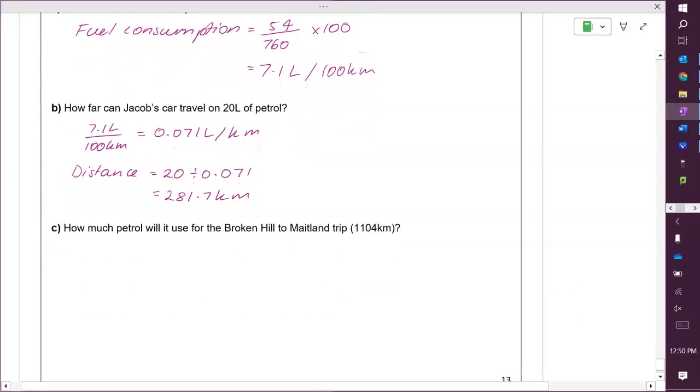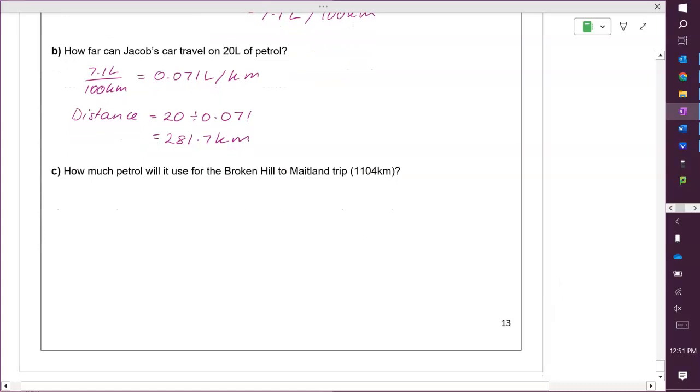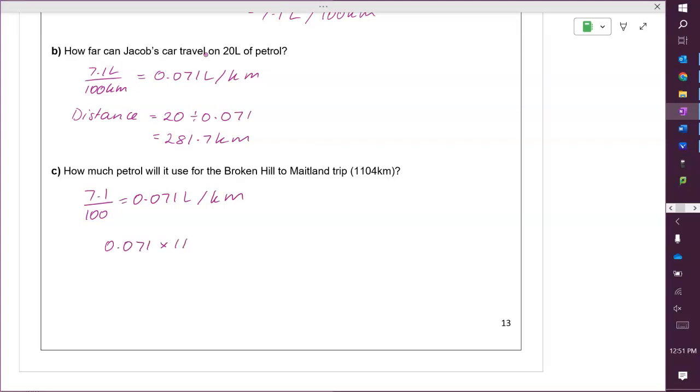And lastly, how much petrol will it use for the Broken Hill to Maitland trip? I've spoken about this in a previous lesson. It's 1,104 kilometres. So we're going to take our rate, divide by 100 again, so we get our 0.071 litres per kilometre. We're going to then multiply that by how many kilometres we're actually travelling. So for that trip, it's going to take 78.384 litres in order to travel 1,104 kilometres.